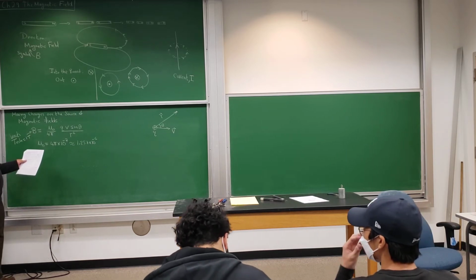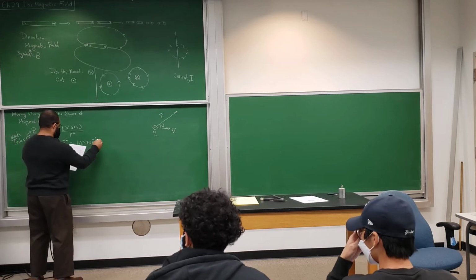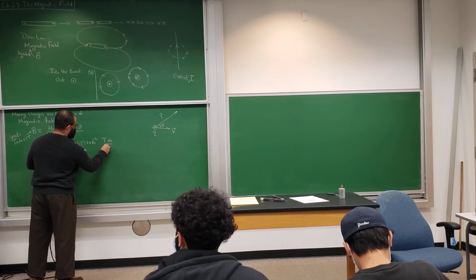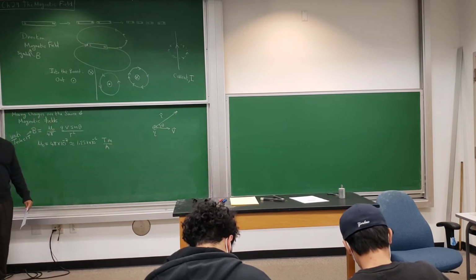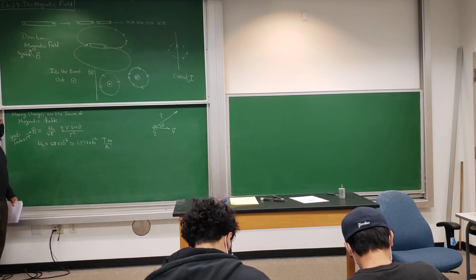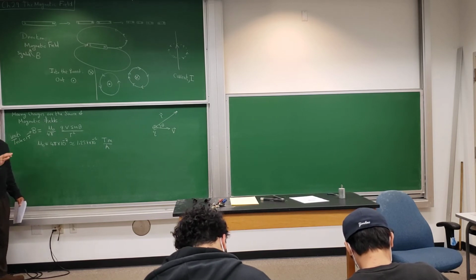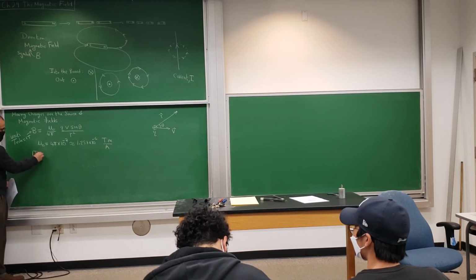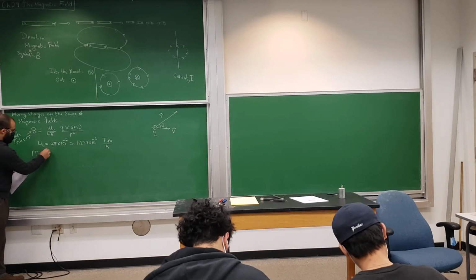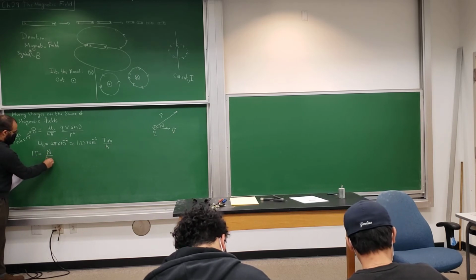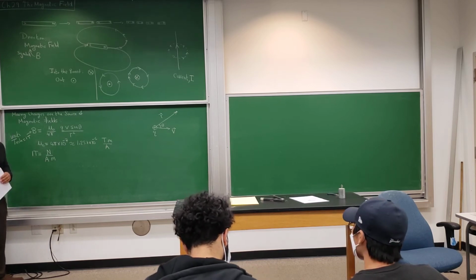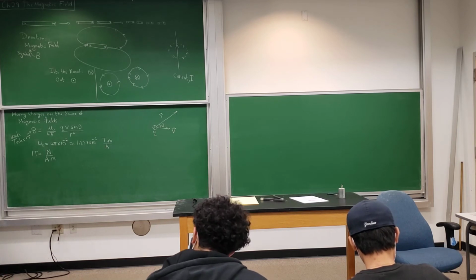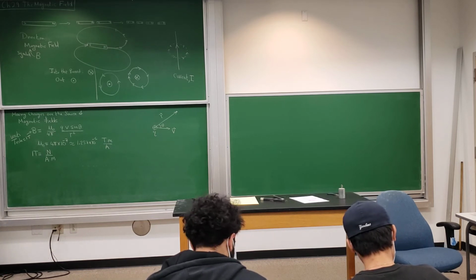So the units for mu naught are Tesla times meters per ampere. We will see in a little bit, when we do magnetic forces on charges, that a Tesla, you can work it back, is equal to a Newton per ampere meter. That's a Tesla. Those are the standard units for the magnetic field.